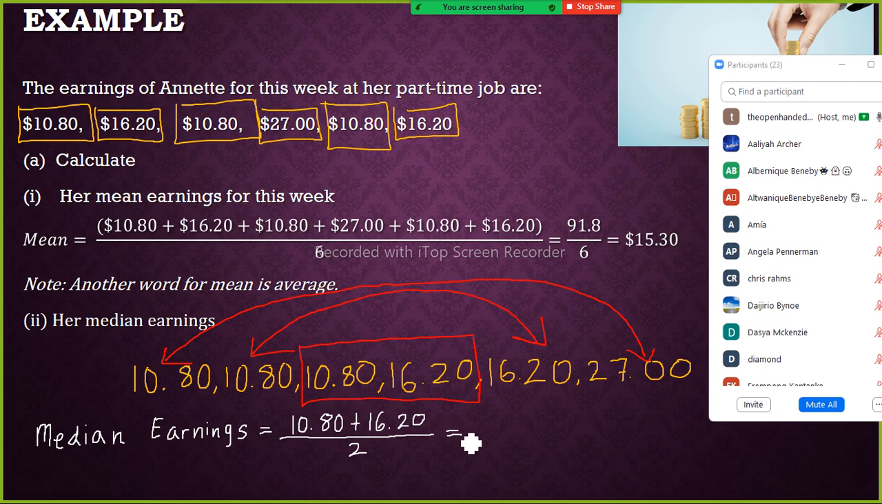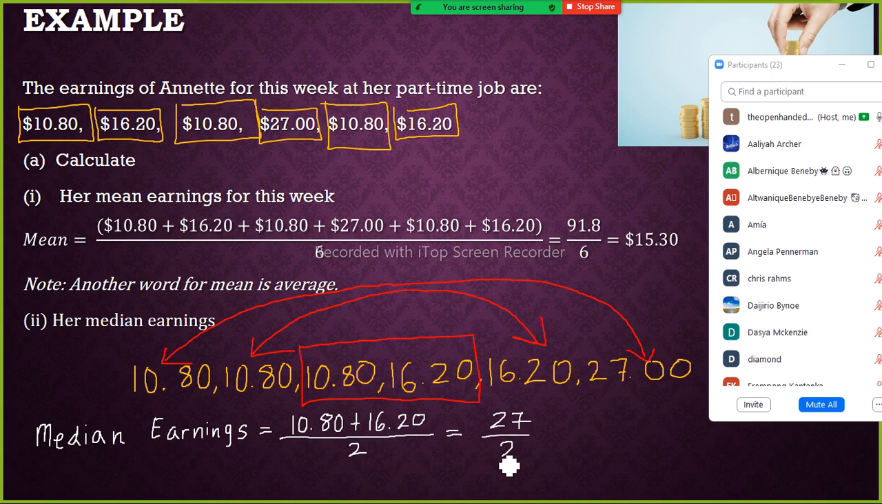It's going to be equal to 1080 plus 1620. What do we get when we add 1080 plus 1620? 2700. Say it again. 2700. Very good. And then we divide by 2.